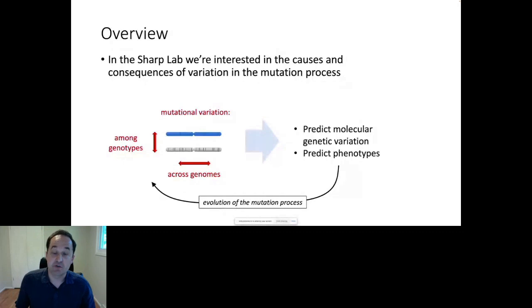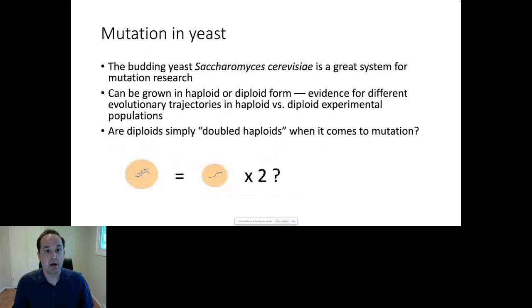And part of the reason this is interesting to me is that the kinds of phenotypes and molecular variation that are caused by a mutation may wind up, in some cases, feeding back into the evolution of the mutation process itself. And so, as you probably are aware, a lot of studies of mutation use budding yeast. This is because it's a great system for doing mutation research, grows quickly and easily.